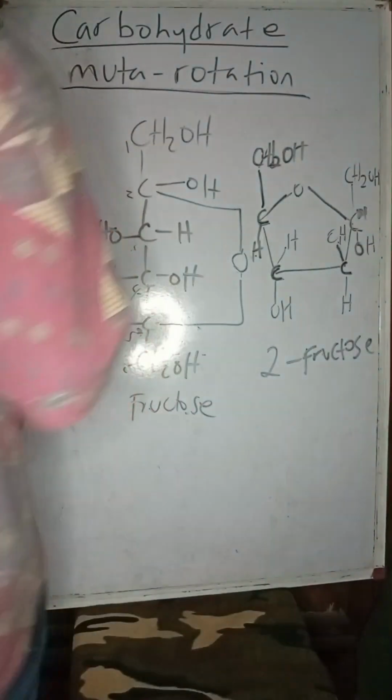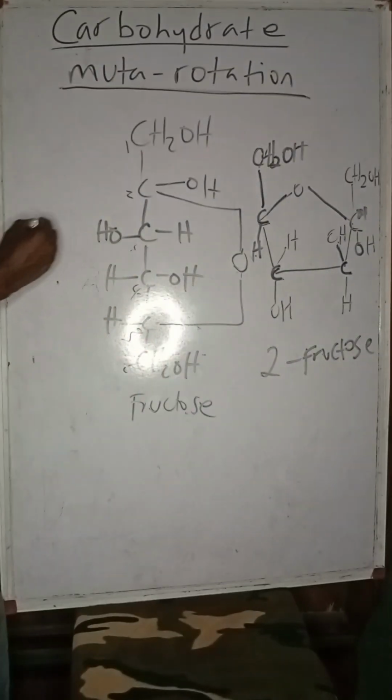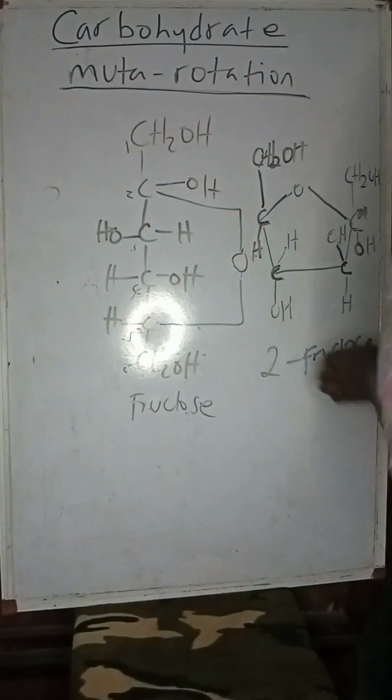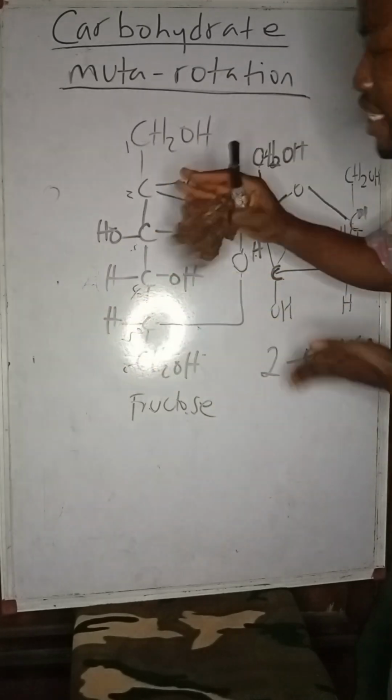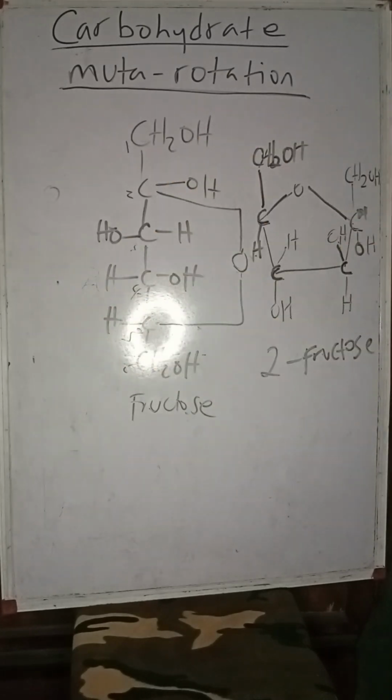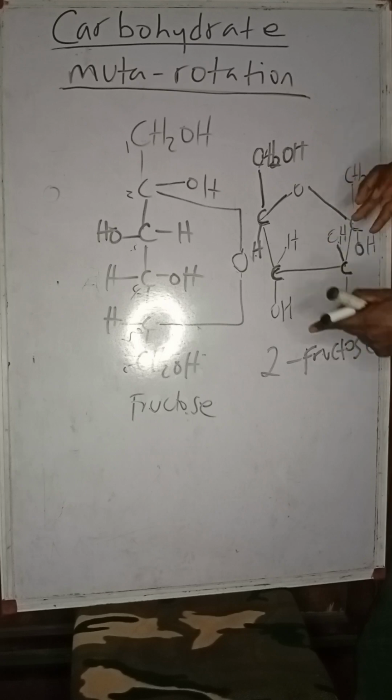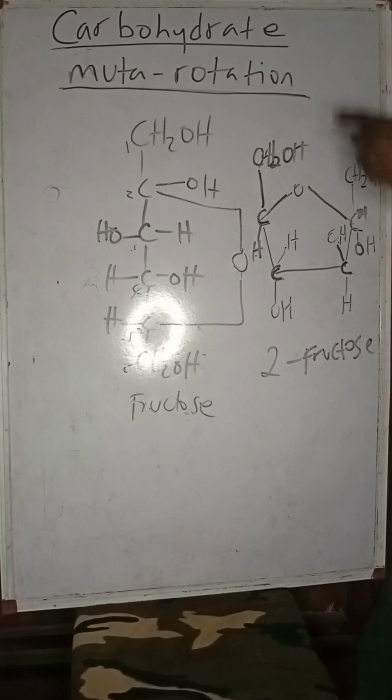So what mutarotation is simply saying is that the alpha form and the beta form can exist in equilibrium. The alpha form can easily interconvert to the beta form and an equilibrium will exist. Such a change is known as mutarotation. We see this in glucose: you see the change in optical rotation when you place a carbohydrate molecule in solution. That is known as mutarotation.